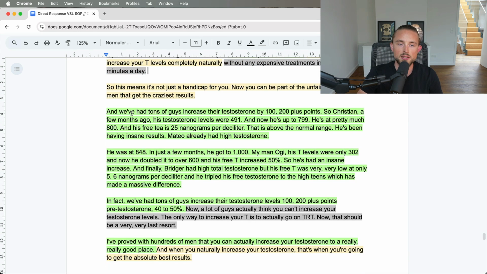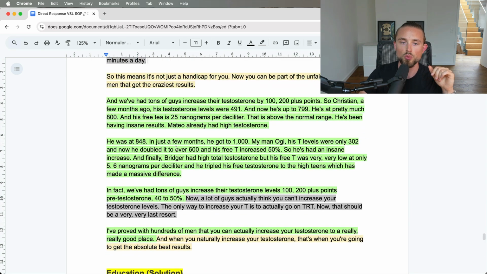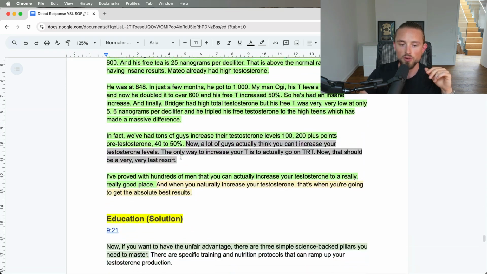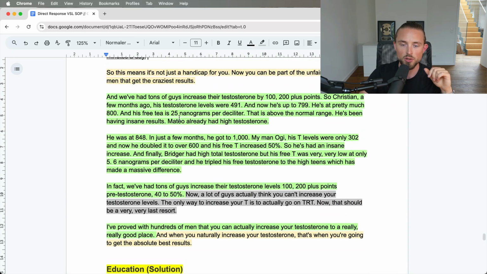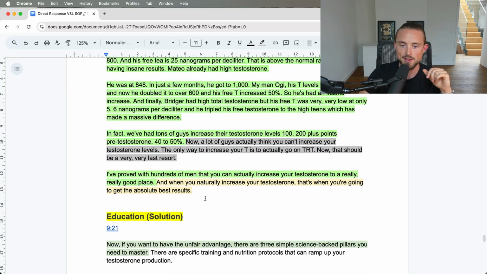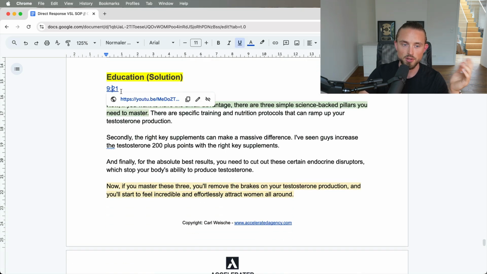So here we then basically talk about different cases, different stories of different people. And as you've seen, we showed them the before and afters on the screen. And we basically build a lot of proof. Now, after we've built all of this proof, walk through the different cases, we talk about the solution, how to actually do this. Now let's look at the video together here.